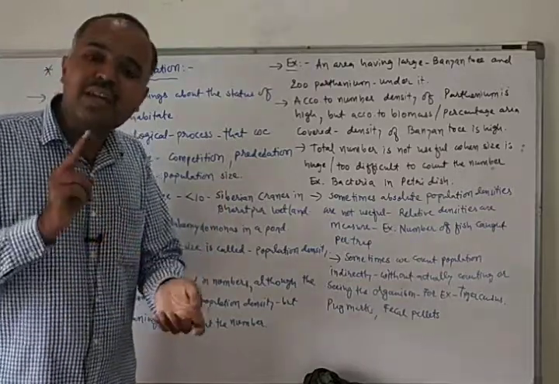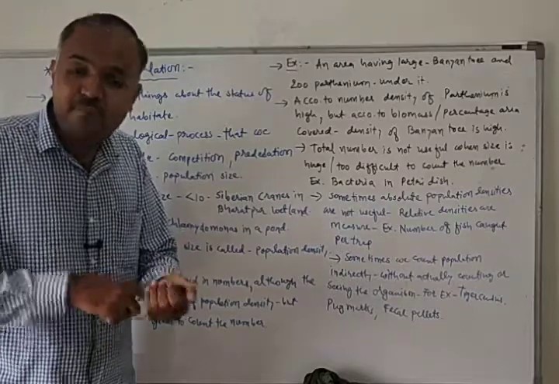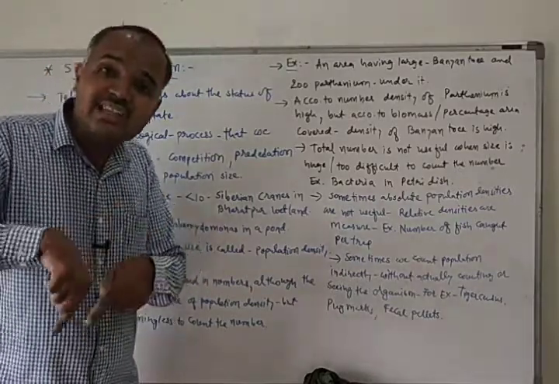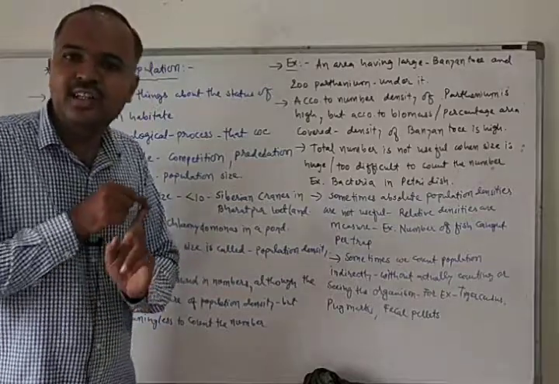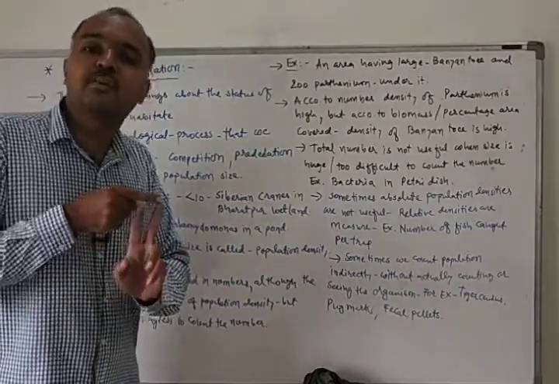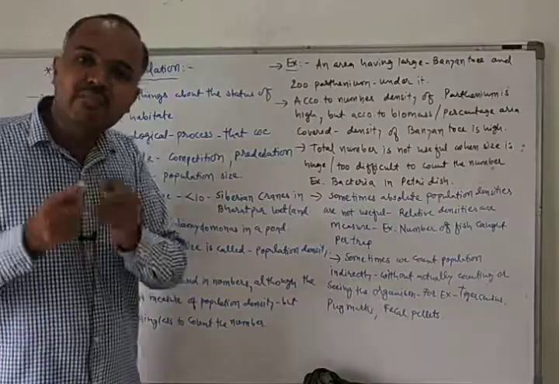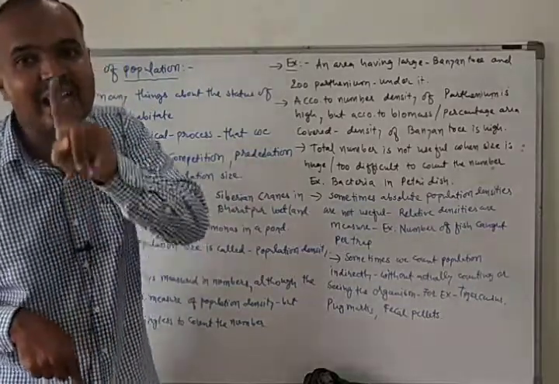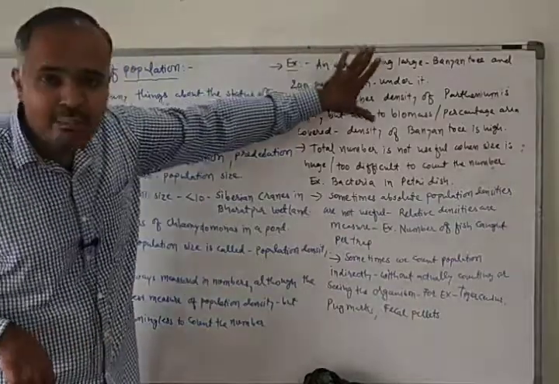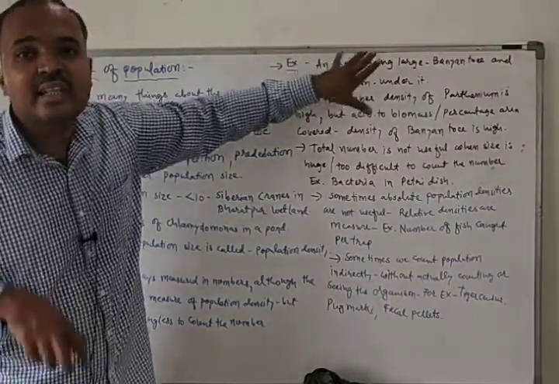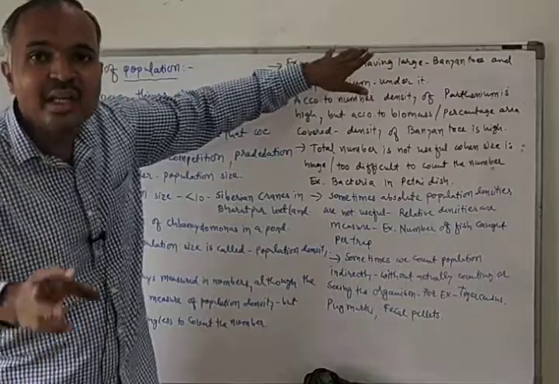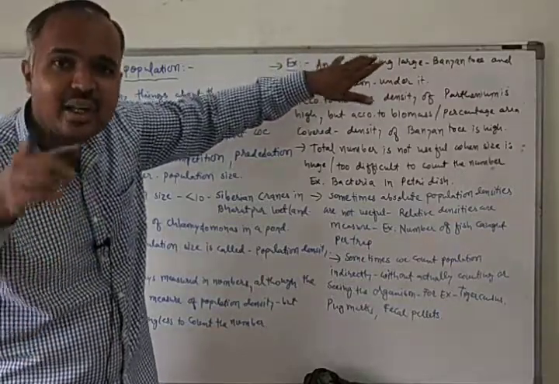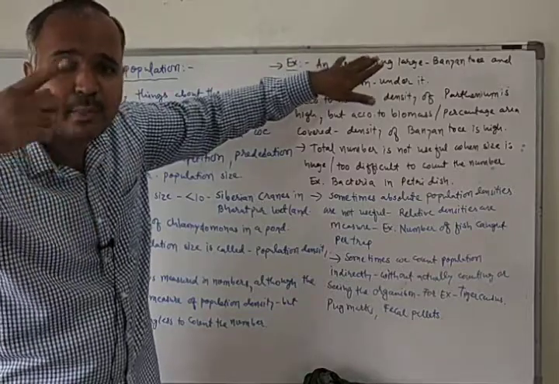But if we consider the biomass, or the percentage area covered, then we will say that the density of banyan tree is very high in that habitat. So in this example, they have explained why the total number is meaningless to express population density.